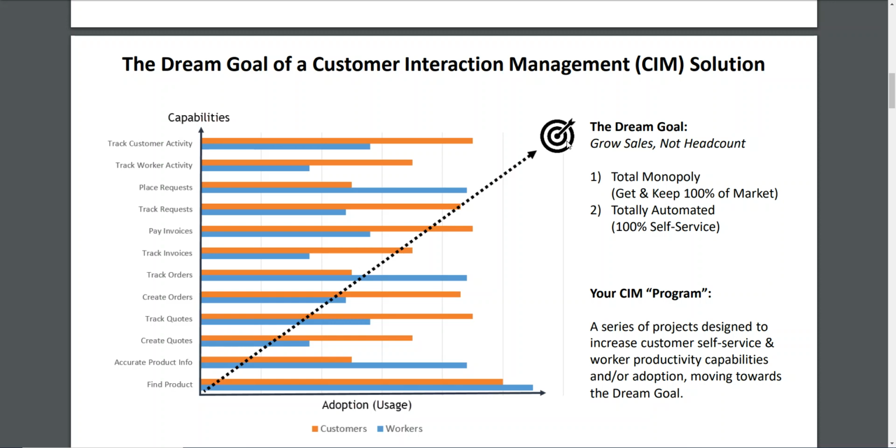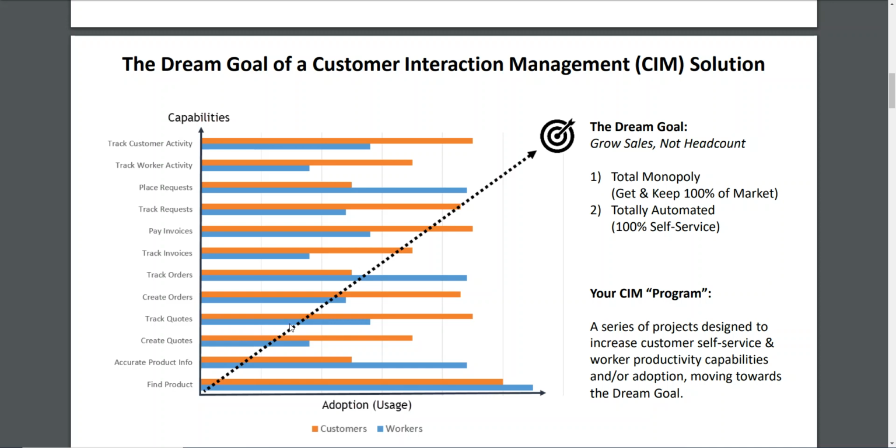Or if you look at the ultimate dream goal, what would be nirvana, is they could get and keep 100% of their target market, so they could earn a total monopoly, and they could do it totally automated. So they could get their customers to self-service for 100% of everything they do. You can't get better than that, because you're winning the whole market, you're getting and keeping the whole market, and everything's totally automated, which interestingly enough, I believe is Amazon's goal.